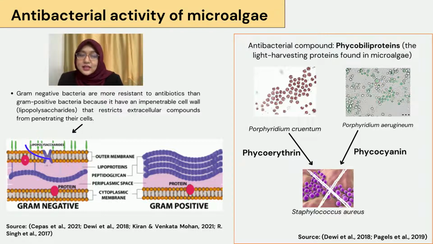Gram-negative bacteria are more resistant to a variety of antibiotics than gram-positive bacteria because gram-negative bacteria have an impenetrable cell wall called lipopolysaccharide that restricts extracellular compounds from penetrating their cell. Moreover, a study reported that antimicrobial effects have been attributed to phycobiliprotein, the light-harvesting protein found in microalgae, which is responsible for the microalgae's ability to absorb light. For example, Porphyridium aerugineum produces phycocyanin, while Porphyridium cruentum produces phycoerythrin, which was found to inhibit the growth of Staphylococcus aureus.